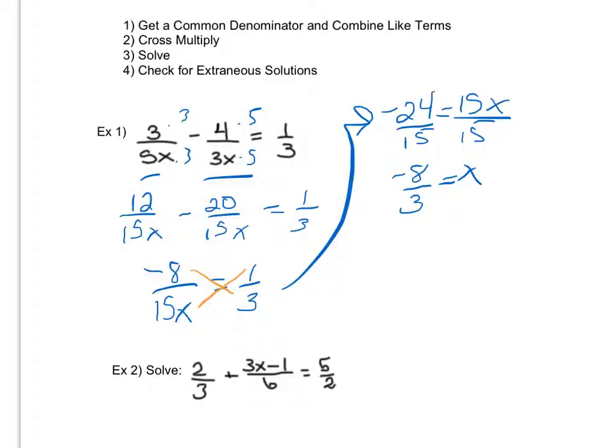I should always check to make sure my solution works. And remember, the way I check it is to make sure it doesn't give me a 0 in the denominator. So I look here at this denominator, 5x. 5 times negative 8/3 will not make the denominator 0. I check here, 3 times negative 8/3 also will not give me 0. So it looks like I'm okay. So there is my solution.